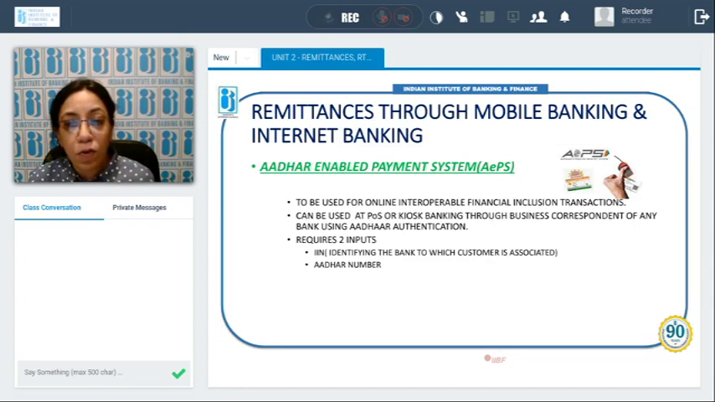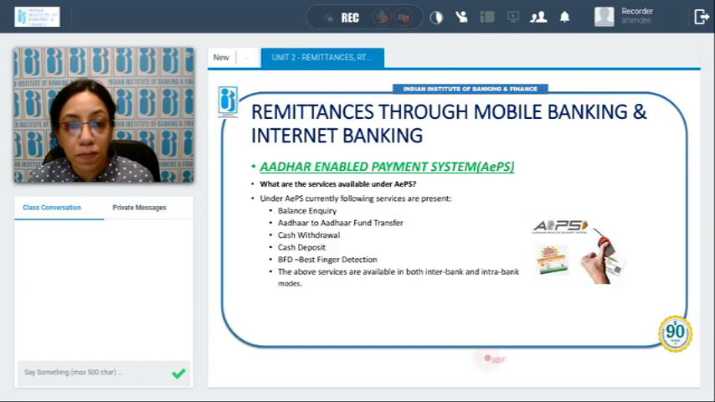Now, remittances through mobile banking and internet banking. Aadhaar enabled payment system. This can be used for online interoperable financial inclusion transactions. It can be used at POS or kiosk banking through business correspondent of any bank using Aadhaar authentication. This requires two inputs: IIN, which is identifying the bank to which customer is associated, and Aadhaar number. Please remember this is Aadhaar enabled payment system.